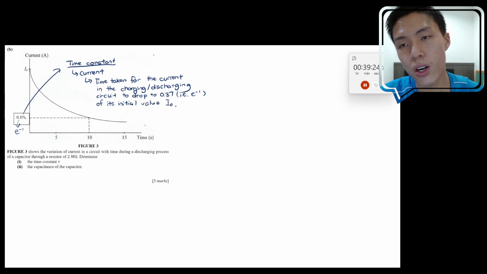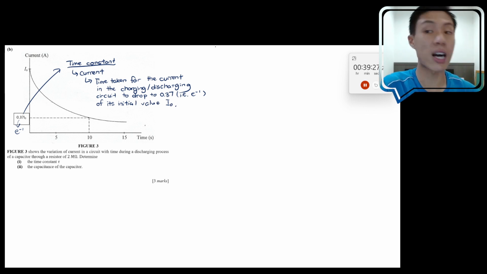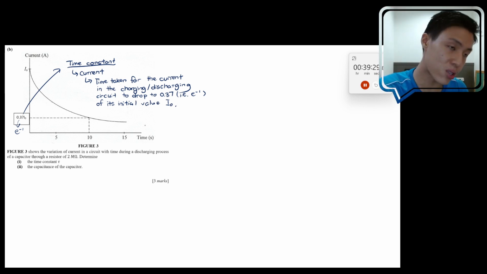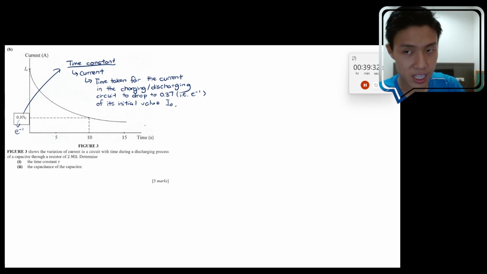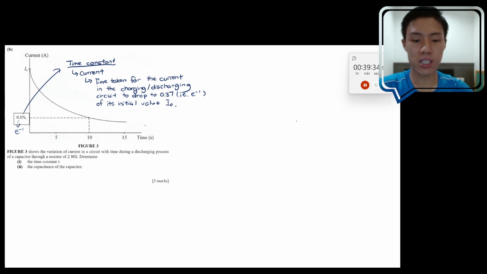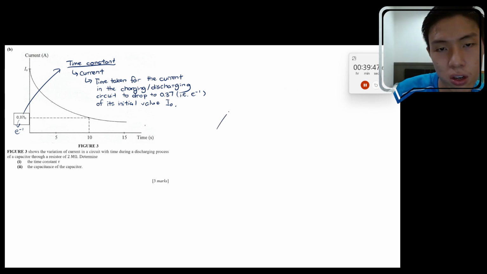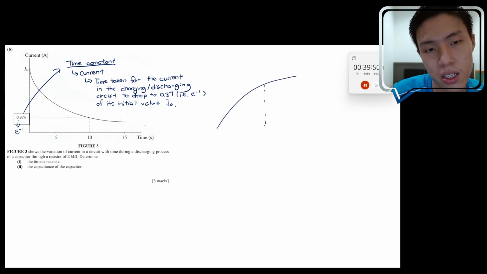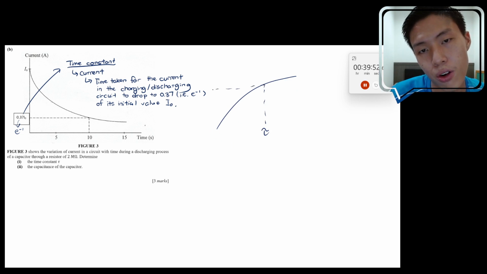Okay, if you are using charge, then it's different. For current, both charging and discharging circuits decrease with time, so there's no problem to write it like this. But if you're looking at charge, the time taken for the charge in the discharging circuit to drop to 0.37. But if charging goes up, then time constant is at the point where it's 0.63 of Q naught or 0.63 of V naught. This is charging.